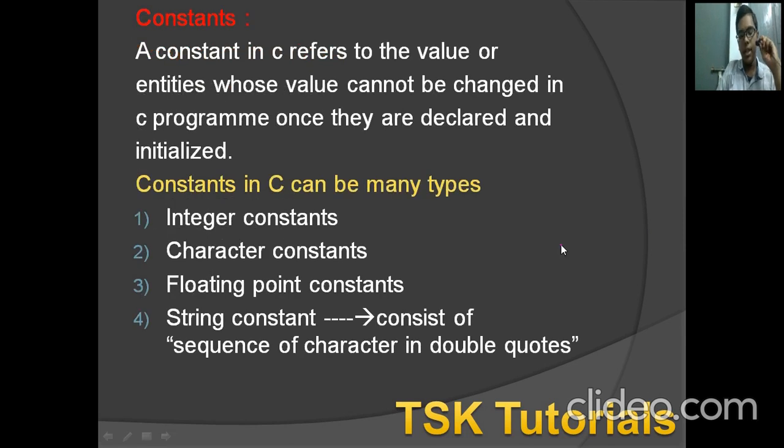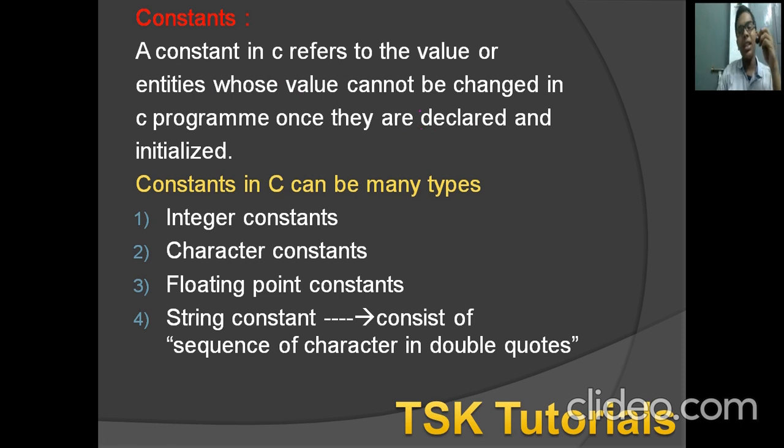Yes, we have completed variables. After variables, we are going to discuss constants. A constant in C refers to values or entities whose value cannot be changed. As the name indicates, it's a constant. Constant means a fixed value, or a value which cannot be changed. Entities means the values we have given whose value cannot be changed in a C program once they are declared and initialized. Once we declare something as a constant, it can't be changed.